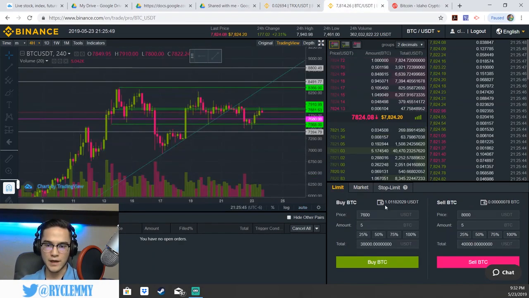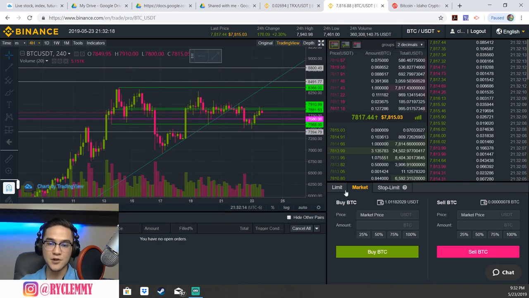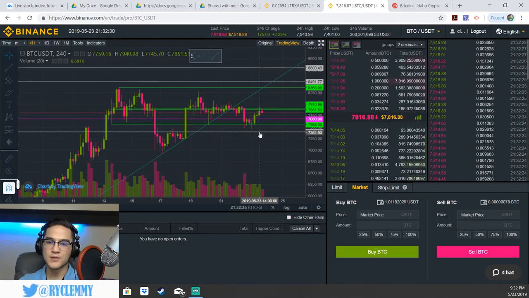Let's say I had Bitcoin over here and the price just started tanking. And if you tried to do a limit order to sell, your order might not get filled because the price is tanking so fast that it's just going to blow past your limit before it can even get filled. So that's when a market order could save you. It's kind of like a last resort order to me.